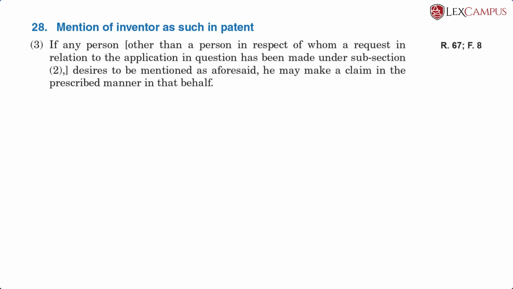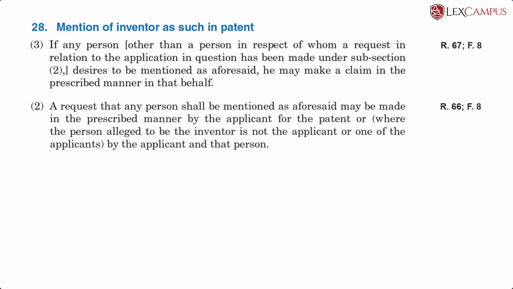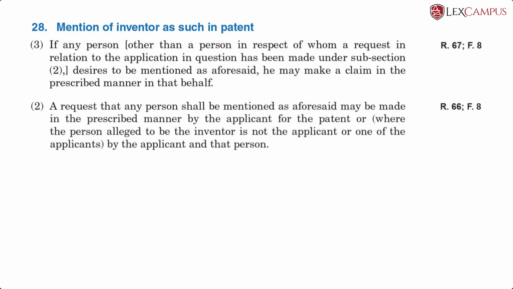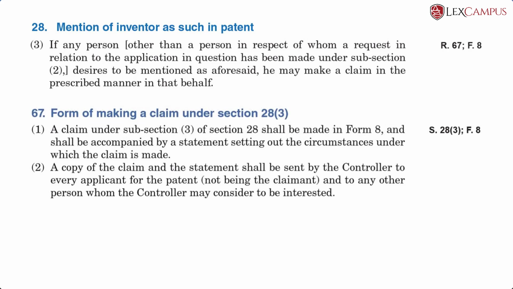3. If any person other than a person in respect of whom a request in relation to application in question has been made under subsection 2 desires to be mentioned as aforesaid, he may make a claim in the prescribed manner in that behalf. Now, we saw instances where an applicant can make the request or an applicant along with the inventor can make a request, but 3 covers instances where any person other than a person in respect of whom a request is made under subsection 2 desires. So, any other person could also make it, and rule 67 deals with the details. You would still be using form 8 to do that.